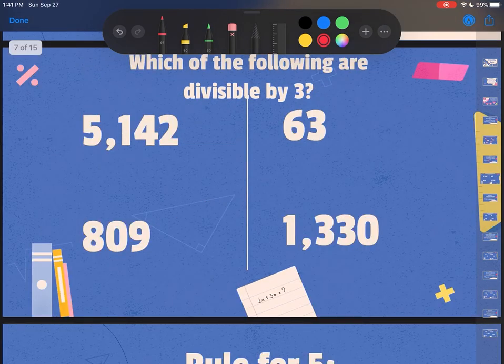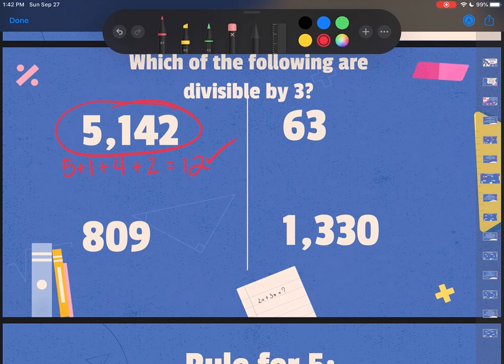So let's look at our examples. We're going to figure out which of the following are divisible by 3. I'm going to add up all of my digits. So I'm going to do 5 plus 1 plus 4 plus 2. Well, 5 plus 1 is 6, plus 4 is 10, plus 2 is 12. So they add up to be 12. My multiples of 3 were 3, 6, 9, 12. So 12 is a multiple of 3, which means 5,142 would be divisible by 3.